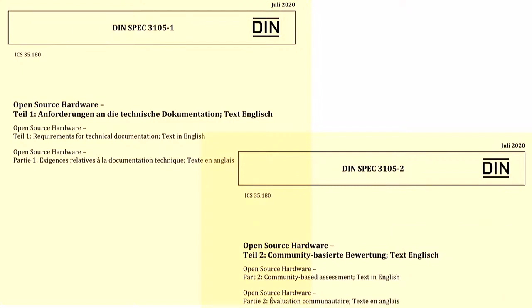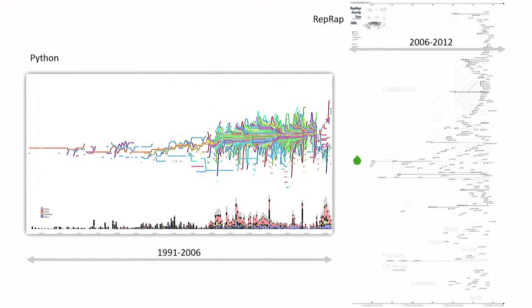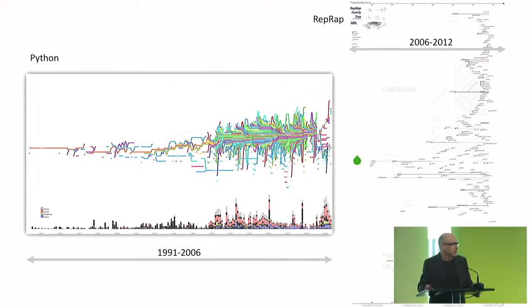We do have, in the meantime, a DIN Deutsche Industrienorm spec defining the vocabulary of open source hardware. So things are moving. And sometimes we think things are moving slowly with open source hardware, because we have those quick things in open source software. This is not always the case. On the left-hand side, you see the development of Python. And on the right-hand side, you see the evolvement from the RepRap in 2006 to 2012, and you see the sort of many, many, many hundreds of 3D printers that were designed on the basis of the RepRap. I'll come to that back in a minute.